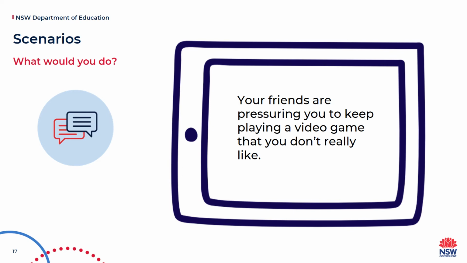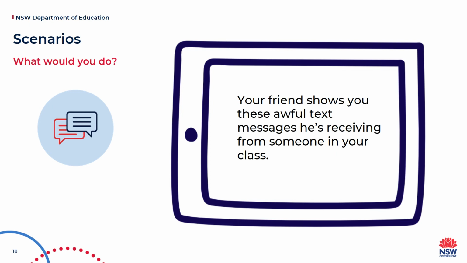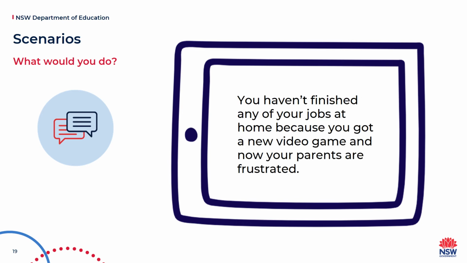Scenario 5. Your friends are pressuring you to keep playing a video game that you really don't like. What would you do? Scenario 6. Your friend shows you these awful text messages he's receiving from someone in your class. What would you do? Scenario 7. You haven't finished any of your jobs at home because you got a new video game and now your parents are frustrated. What would you do?